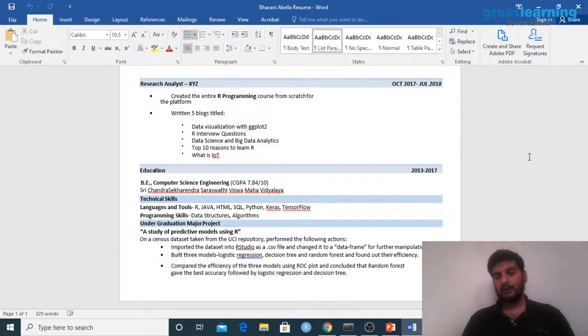Kashyap Pandu is saying decision tree is a subset of random forest. That is absolutely true.